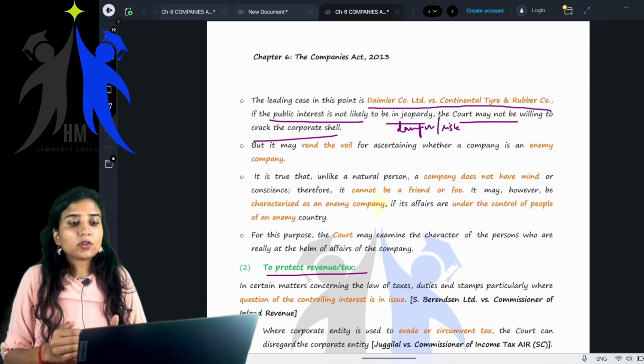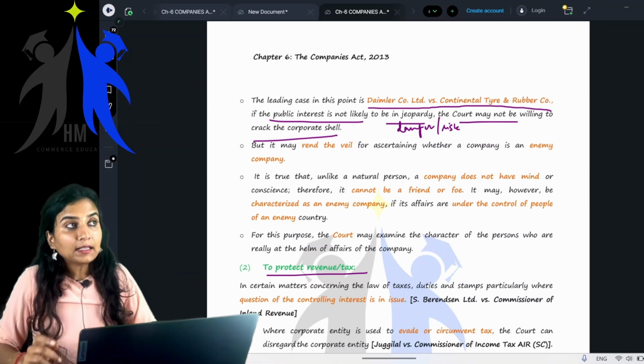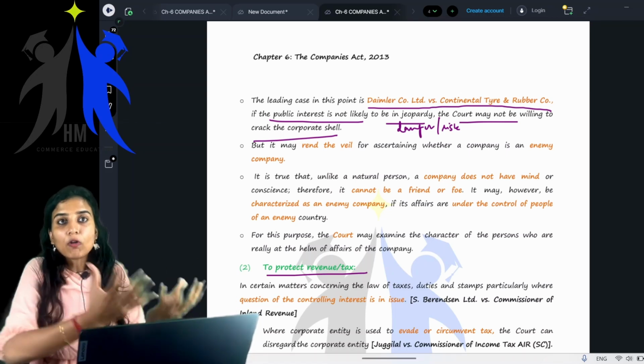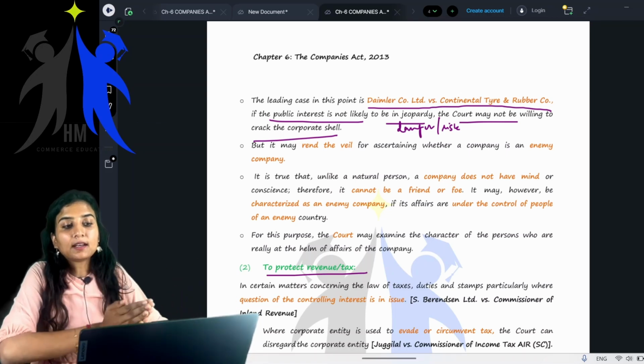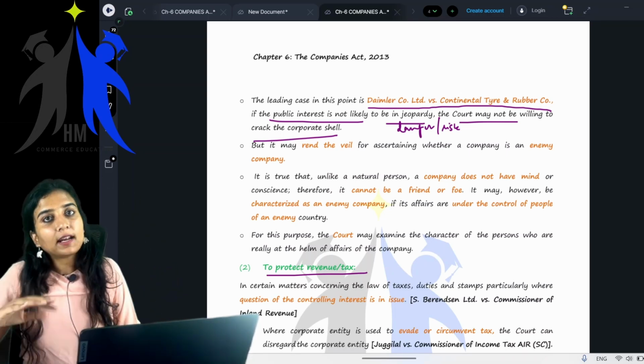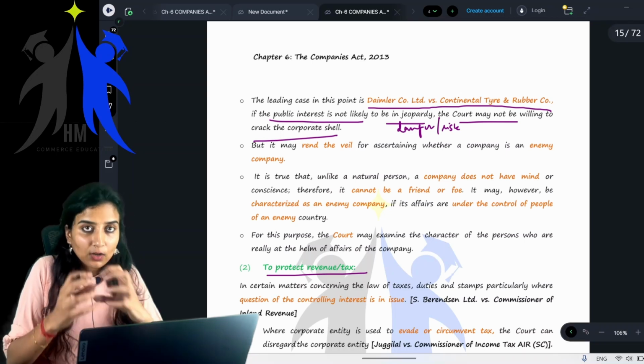Now the court does not intervene in between and say, no, we are lifting the corporate veil. Not until and unless that XYZ company is an enemy company, and there is a war-like situation and the public interest will be at risk. Only then will the court intervene and lift the corporate veil. Else it will not be willing to crack the corporate shell.